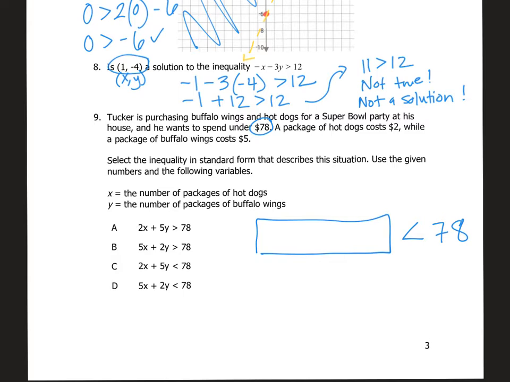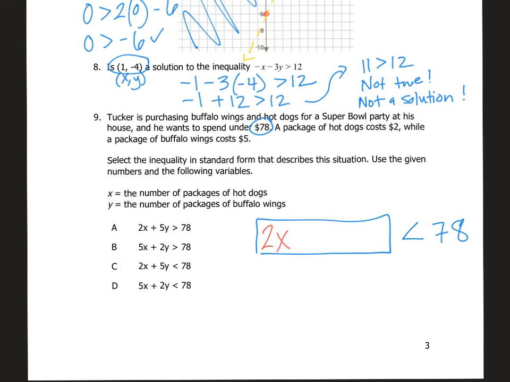So it says a package of hot dogs costs $2 while a package of buffalo wings costs $5. Select the inequality in standard form that describes the situation. Use the given numbers and the following variables. So X is going to represent the packages of hot dogs. So we know hot dogs are $2, a package is $2. We don't know how many they're buying. So we're going to put an X with the 2.